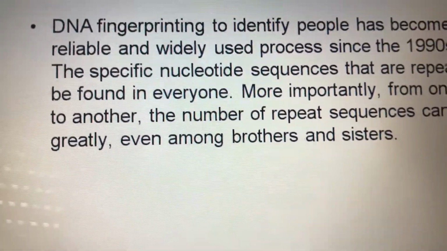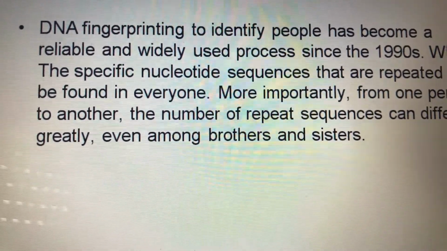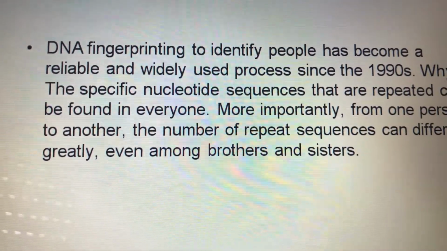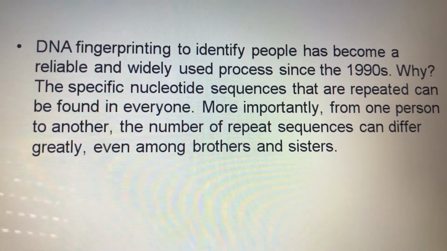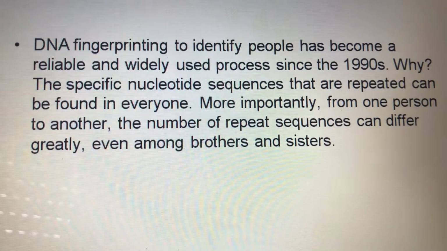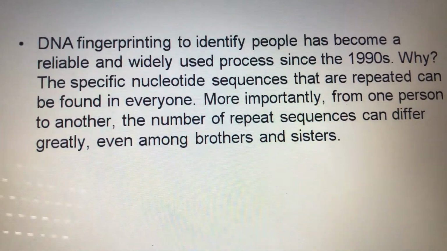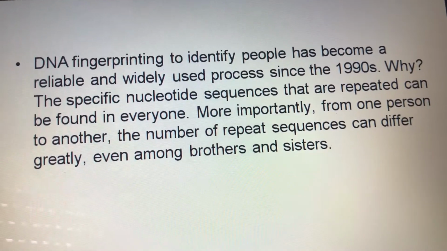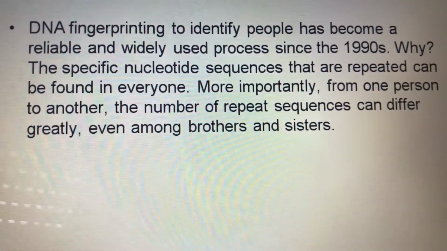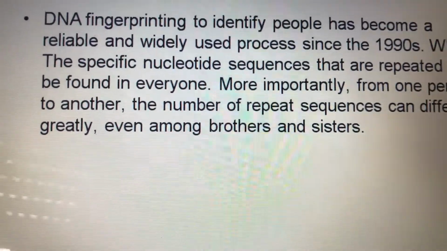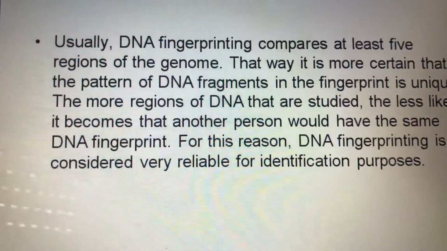So DNA fingerprinting to identify people has become a reliable and widely used process. Why? Because the specific nucleotide sequences that are repeated can be found in everyone. But from one person to another, the number of repeat sequences can differ greatly, even among brothers and sisters.